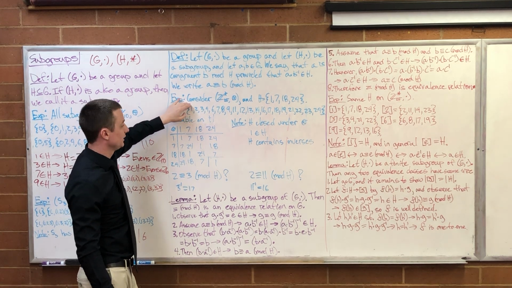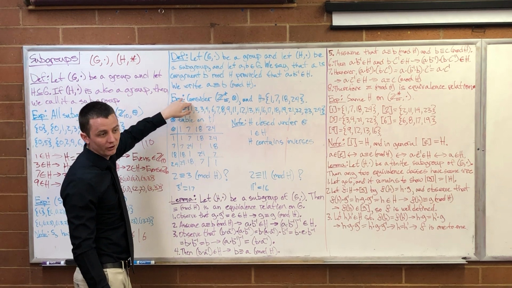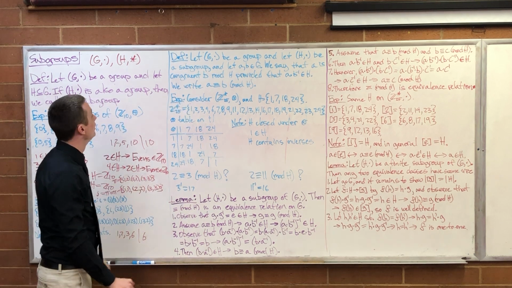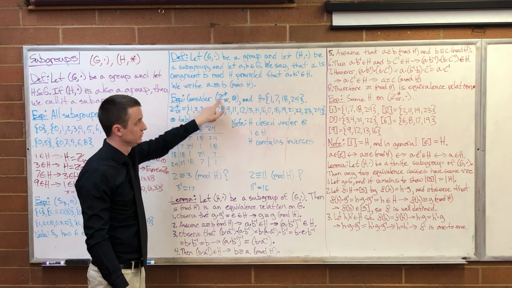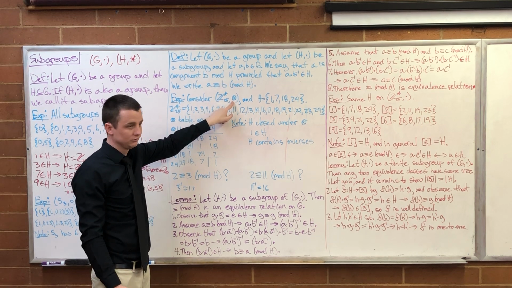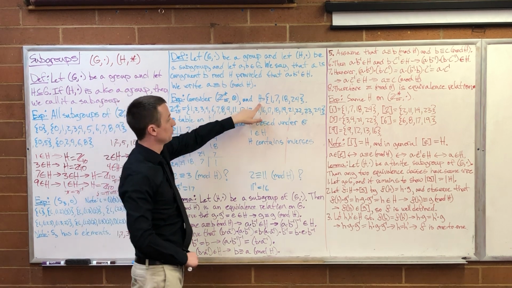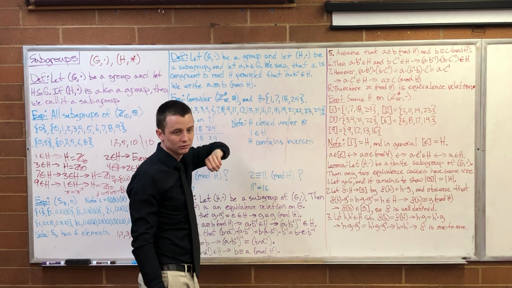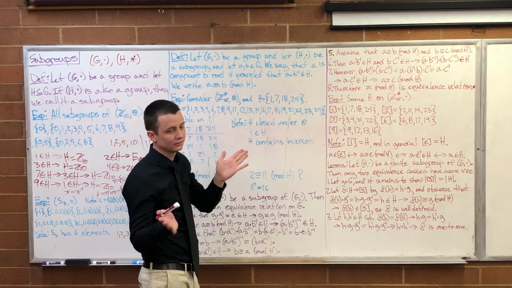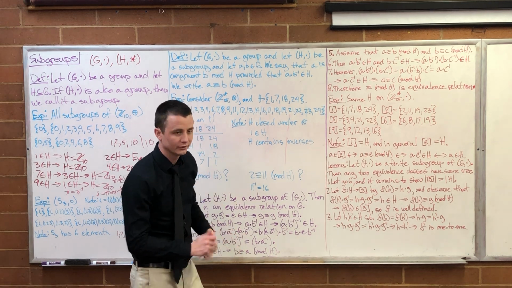So let's look at an example to try and wrap our heads around what this is saying. The example is Z25 star under multiplication, and the subgroup we're going to use, H, is {1, 7, 18, 24}. I'm just telling you right now that that's a subgroup. We'll validate it with the table in a second.